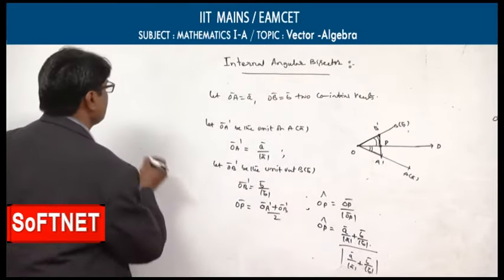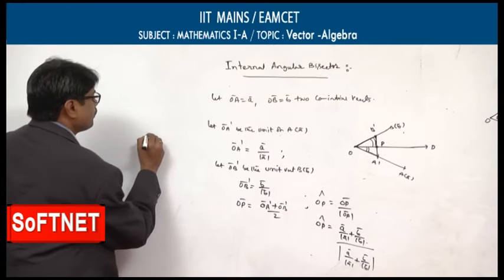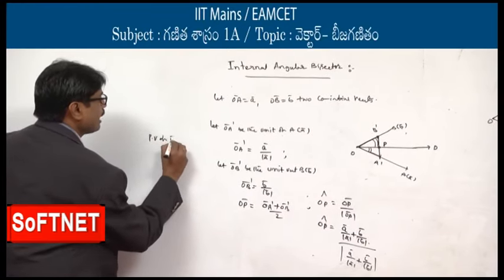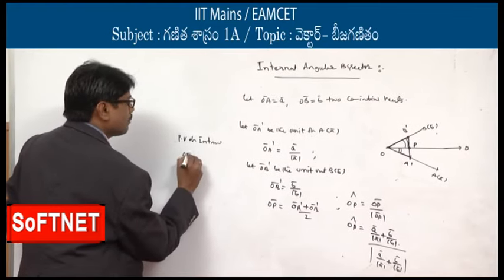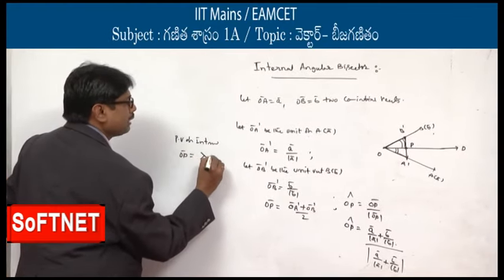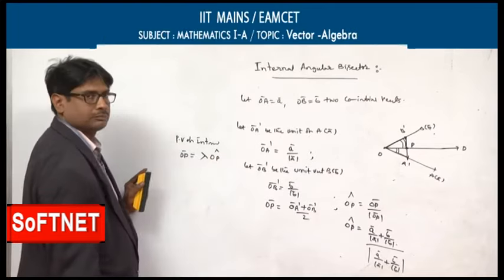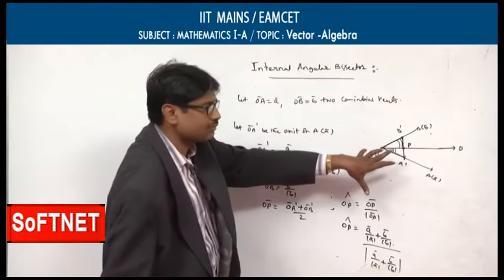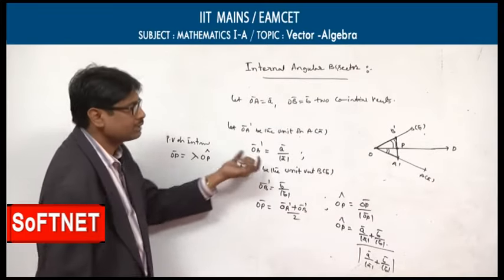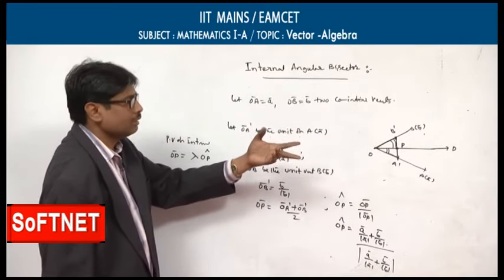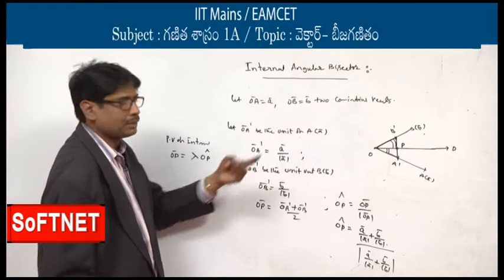Therefore the position vector of the internal angular bisector, OD bar, is equal to lambda times OP cap. OP cap is the unit vector of the internal angular bisector. If you multiply it by lambda, that gives the internal angular bisector of the angle AOB.